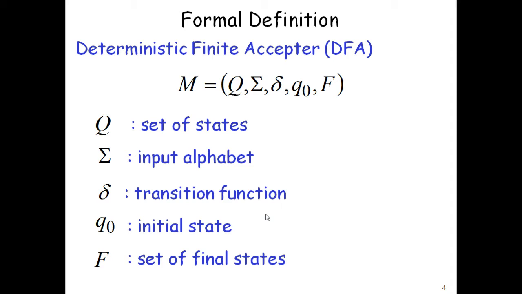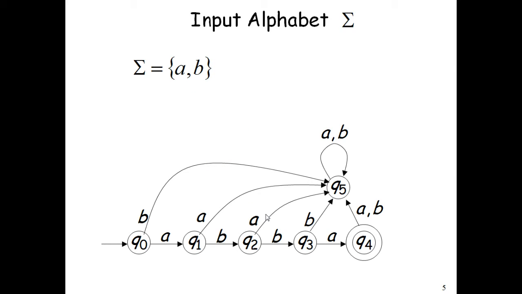We have to go through the formal definition of a deterministic finite acceptor, or automata. To understand this, we can consider it as a machine, a DFA M, which has 5 tuples: Q, sigma, delta, Q0 and F. Q is the set of states, sigma is the input alphabet, delta is the transition function, Q0 is the initial state, and F indicates the set of final states. We'll go through an example to understand all these 5 tuples.